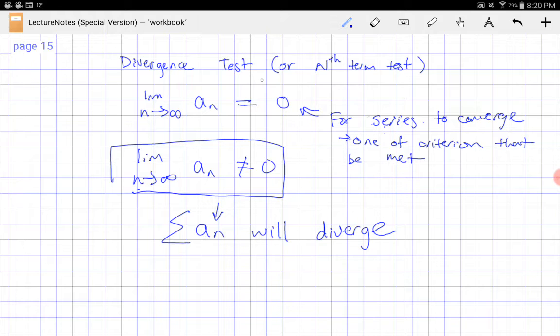If the limit does go to 0, then we still don't know, right? Because, for example, the sum of 1 over n does not converge, or the sum of 1 over n diverges. But we know that the limit as n goes to infinity of 1 over n equals 0. So even if this is equal to 0, then we don't know the behavior of our series.